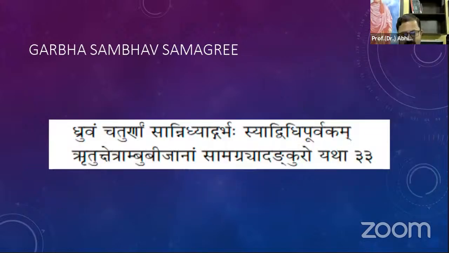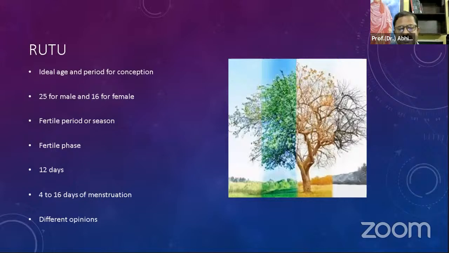This is the shloka from Sushruta Shareerasthana. You might be knowing this. I will not go into the details, we will just have the description of all these factors. Rutu, Kshetra, Ambu, Beeja: this shloka is only 2 lines, but if we want to elaborate it, it will go very long. Because of the time constraint, I am explaining very basic things.